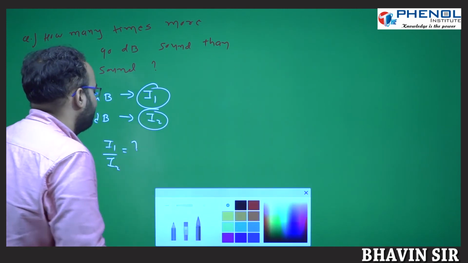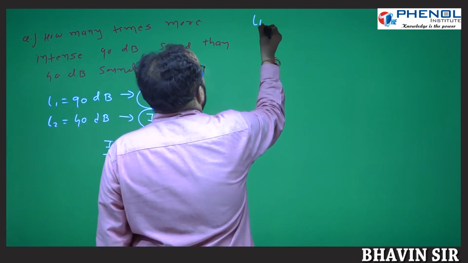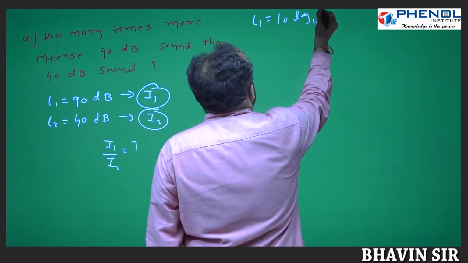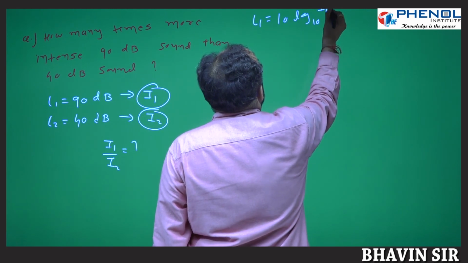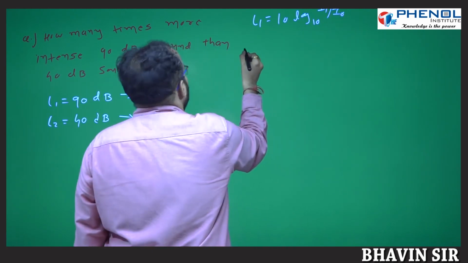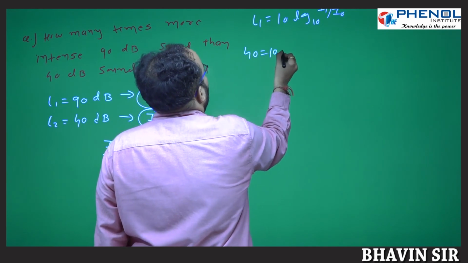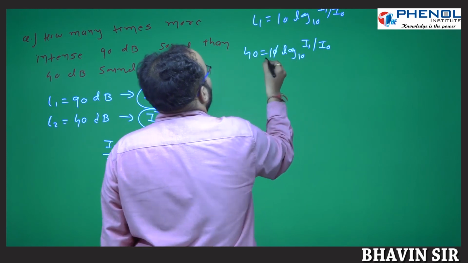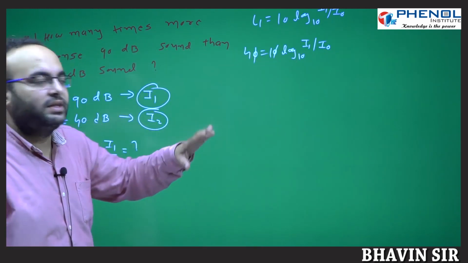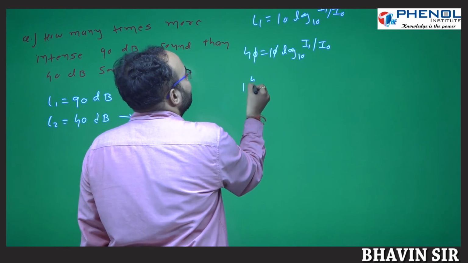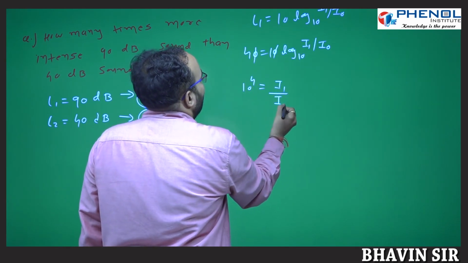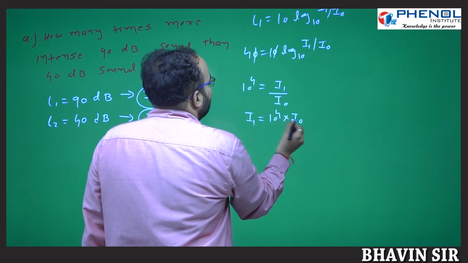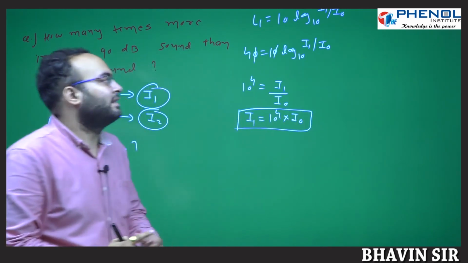Chalo, so first write the formula. Loudness 1, 10 log 10 I1 by I0. So 40 equals 10 log 10 I1 by I0, 0 0 cancel, then shift the log 10, so it becomes 10 raised to 4 equals I1 by I0. So I1 is equal to 10 raised to 4 I0. Students, here we take the ratio, I0 cancels.